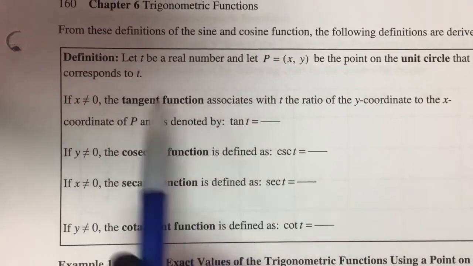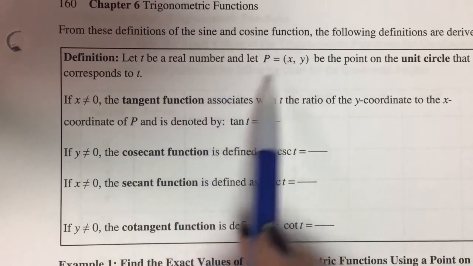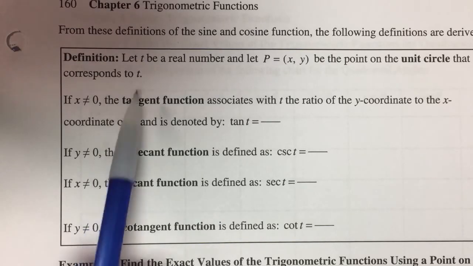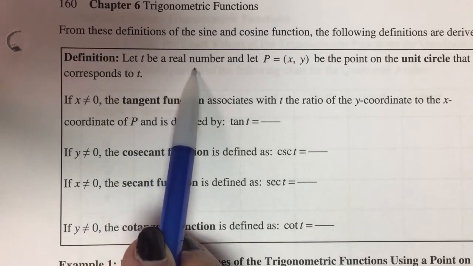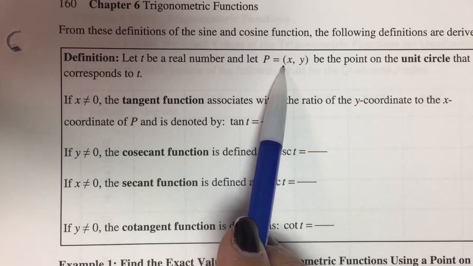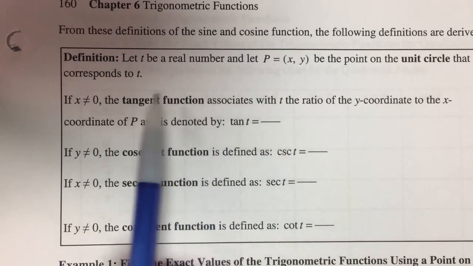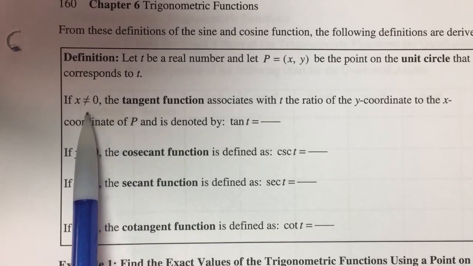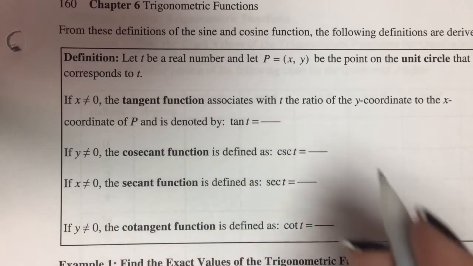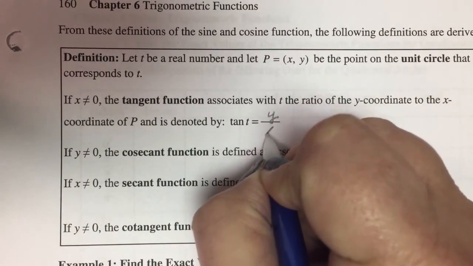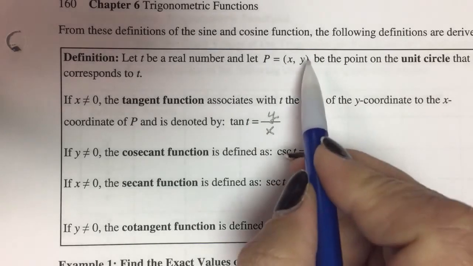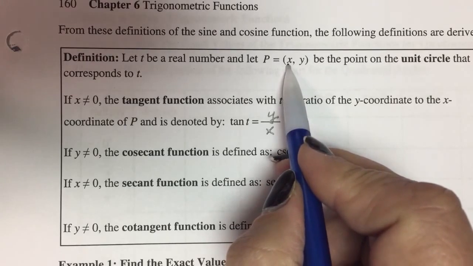All right, so now that we know how to find the sine and the cosine, we know how to find all 6 of our trig functions. So if t is a real number, so it's an angle, and your point xy is a point on the unit circle that corresponds to t, then as long as x does not equal 0, the tangent function is going to be your y over your x.